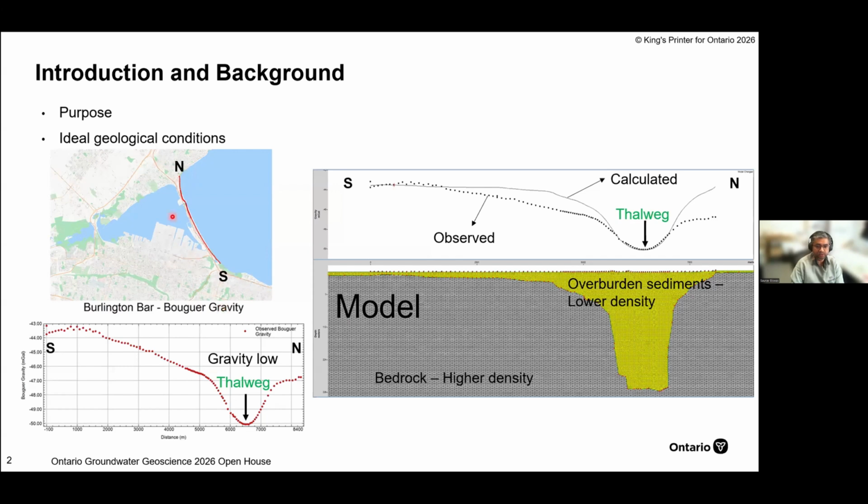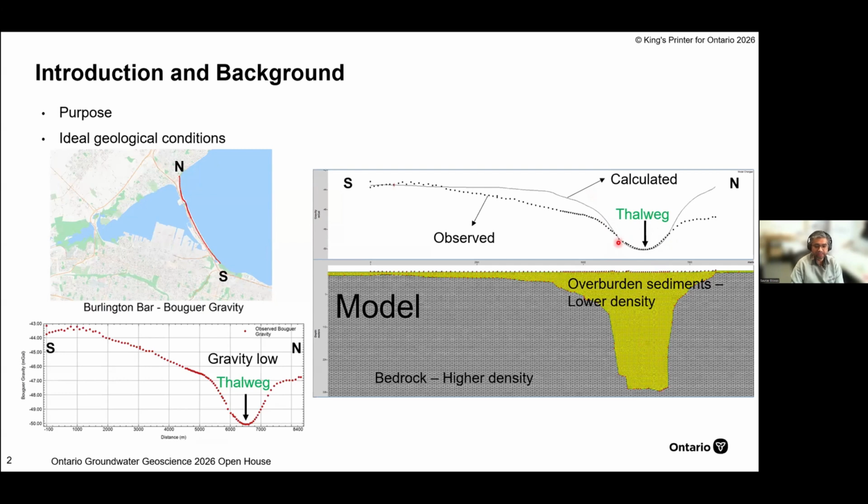The south to north station locations and the gravity profile is shown here. A gravity low is observed here. On the right, I have a model of the subsurface. The overburden sediments have generally lower density compared to the bedrock. Hence, there is a density contrast. The calculated gravity anomaly from the model matches the observed gravity data relatively well here. The gravity anomaly low coincides with the potential Thalweg of the buried bedrock valley.